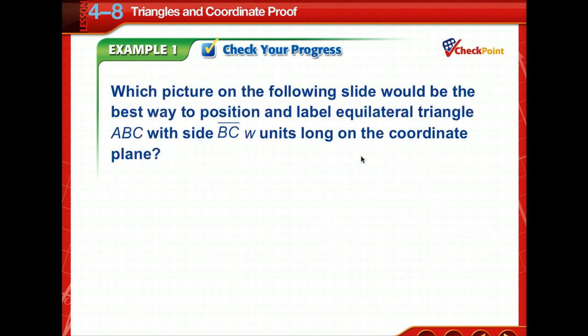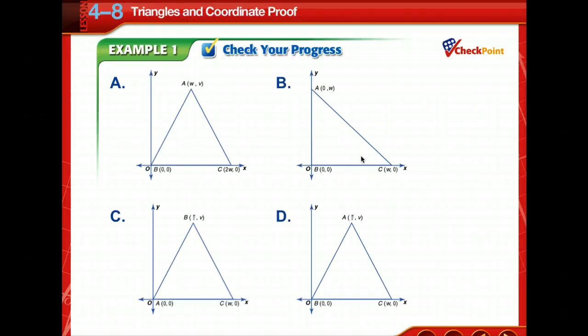So now let's check your progress. Which picture on the following slide would be the best way to position and label equilateral triangle ABC with side BC, w units long on the coordinate plane? You might take a note of what's here, pause it for a moment before you go on to the next figure. All right, so which one of these drawings best fits the description that you previously had? Very good. D.